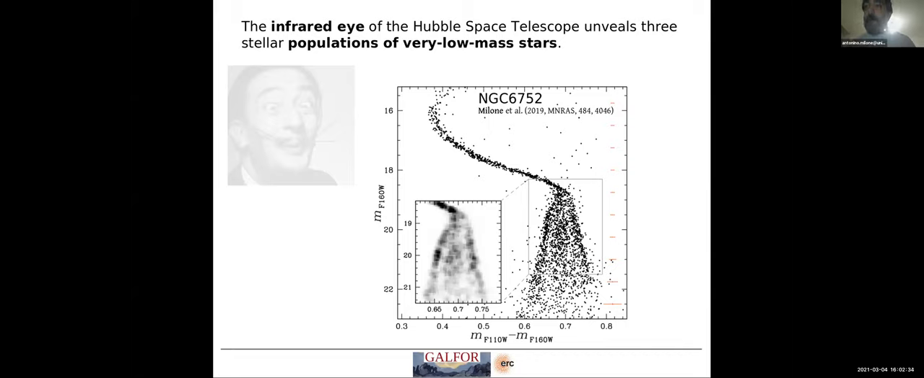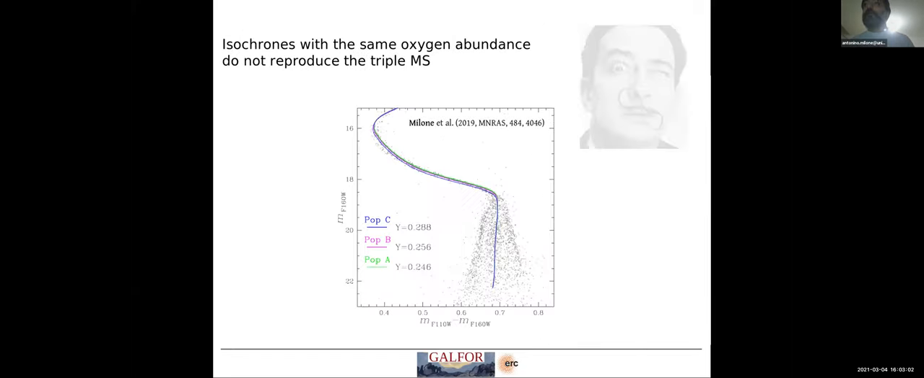These are deep observations. I'm very excited because in the next years we will have JWST to extend this work to a large sample of clusters at high precision levels. But still, with the Hubble Space Telescope for nearby clusters, we are able to discover multiple populations among very low mass stars. The missing point now is deriving the chemical composition for these stars. This is possible by comparing the multi-wavelength photometry from HST with appropriate stellar models, synthetic spectra and isochrones.